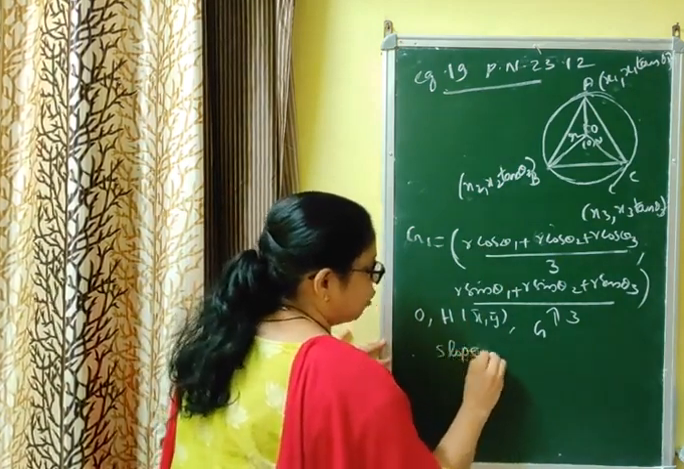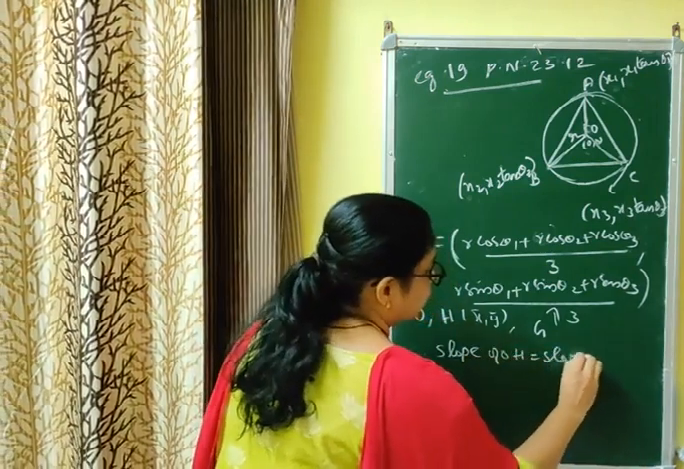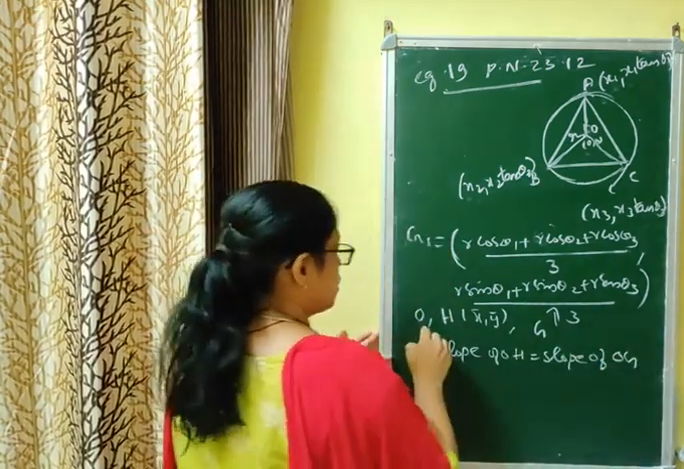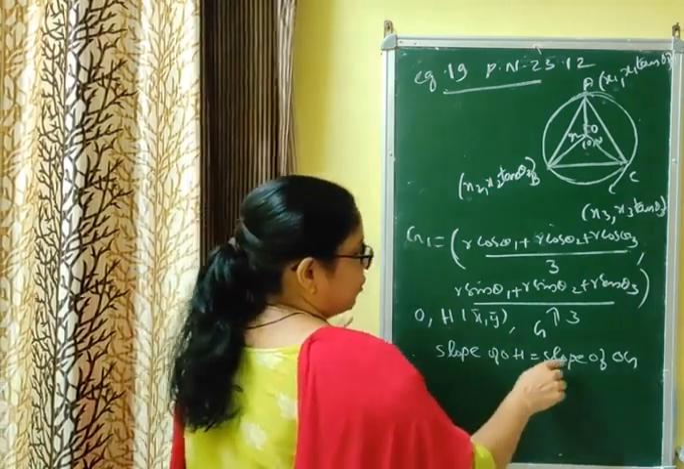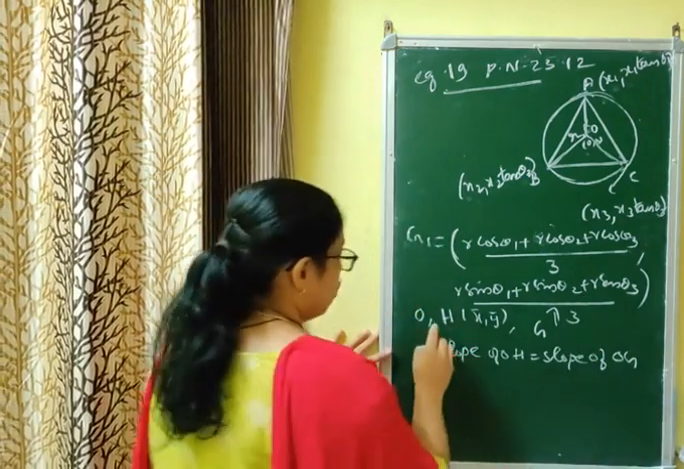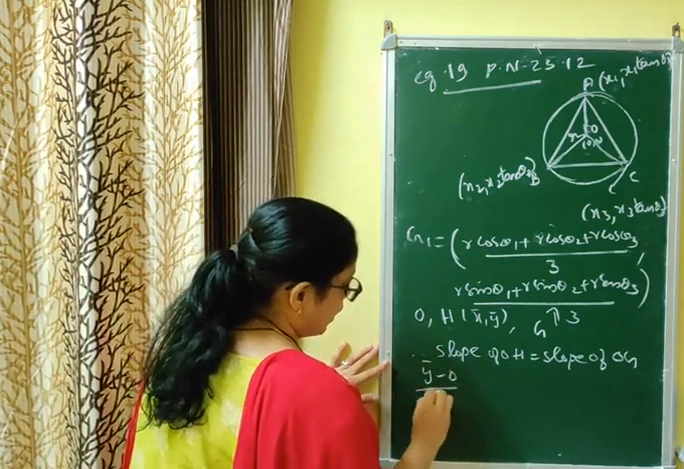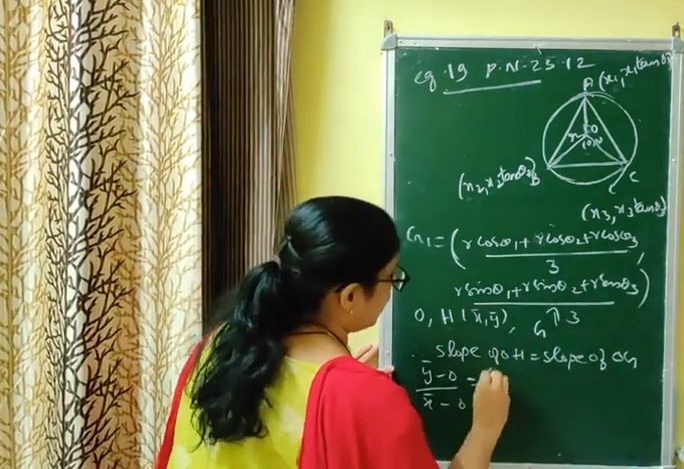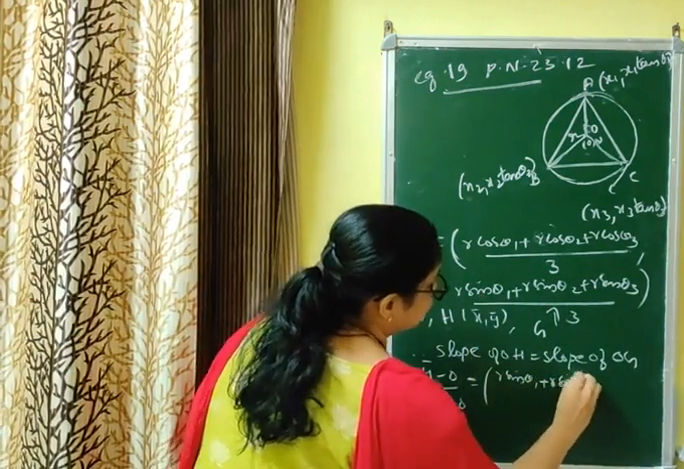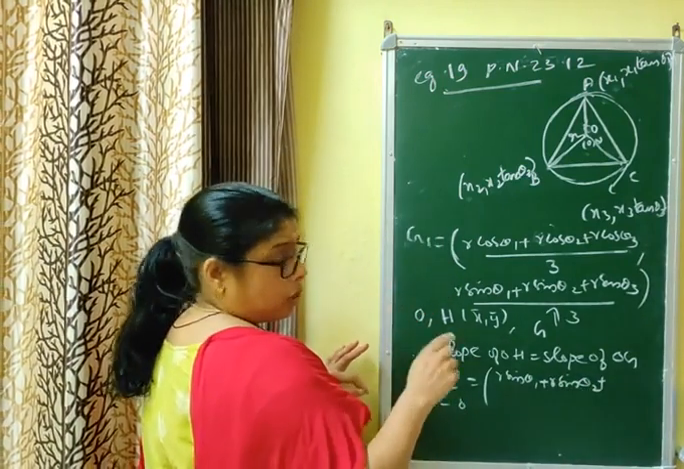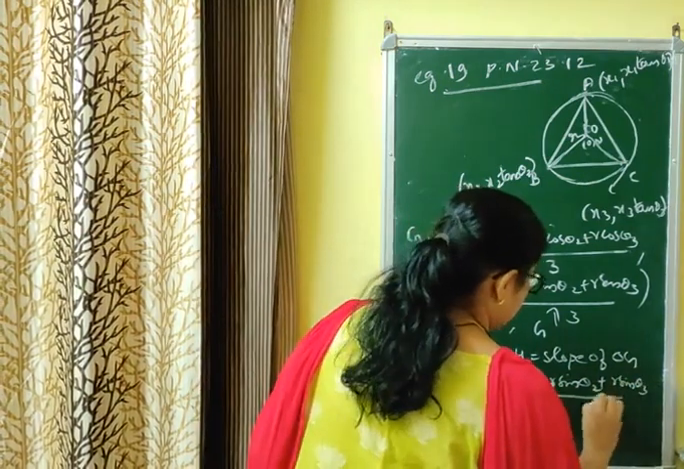Then by the property of slopes, slope of OH is equal to slope of OG. OH means the slope of the line joining origin and orthocenter. OG means the slope of the line joining origin and centroid. For OH, the coordinate of H is given and O is 0, 0, so that is y bar minus 0 upon x bar minus 0 is equal to the slope for G. The y coordinate is r sin theta 1 plus r sin theta 2 plus r sin theta 3. This question is very typical. Look at it again and again and understand it, because trigonometry is involved along with slopes.